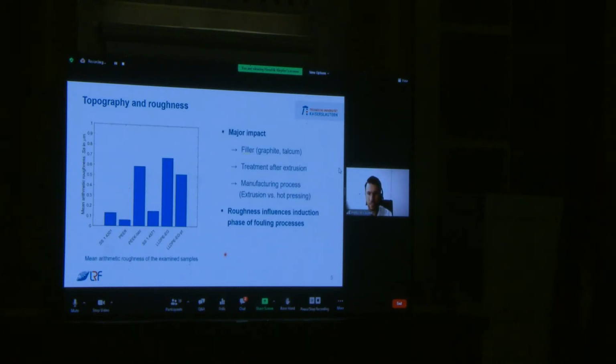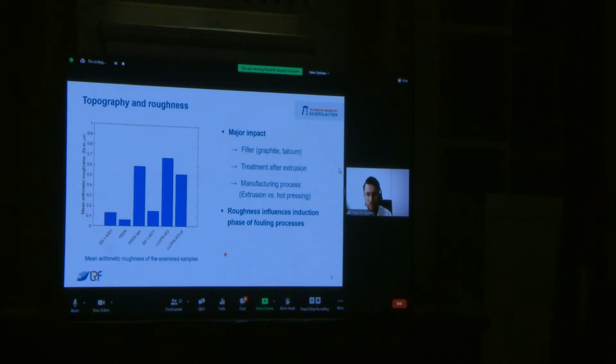For the investigation of the material surfaces, roughnesses and free surface energies of the materials were determined. Both properties are examined to interpret the results and to draw possible conclusions regarding fouling. For example, it is known that higher roughnesses lead to shorter induction phases of the fouling process.